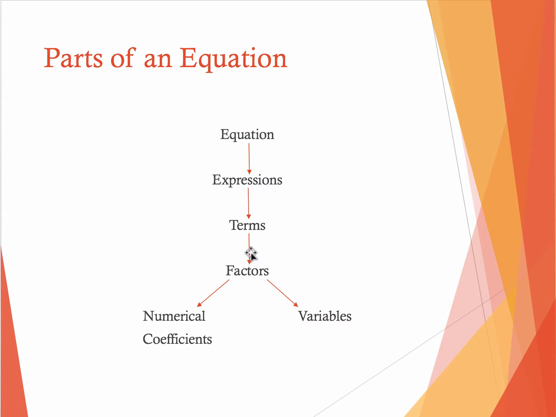They're kind of like the words of a sentence. And each term is made up of factors. Factors are what are getting multiplied within each term. So again, if you think about it back to English, if a term is a word, a factor is a letter in that word. Factors can either be numerical coefficients or they can be our variables.